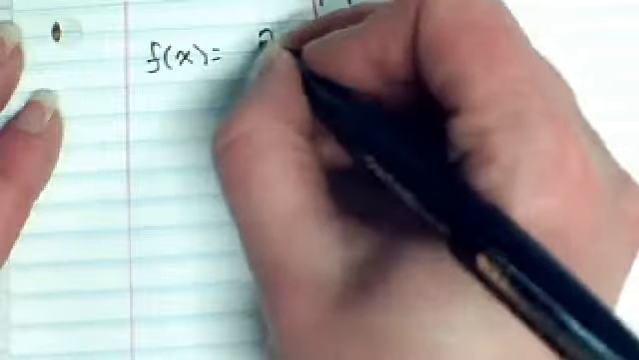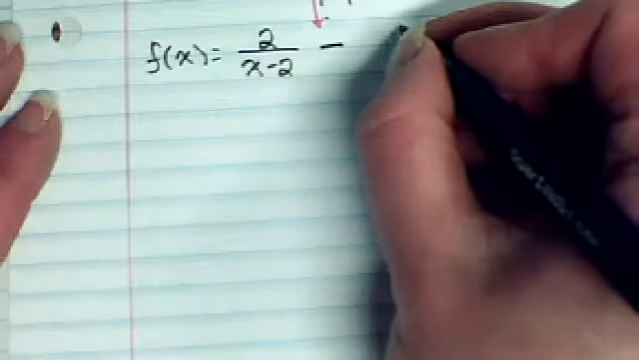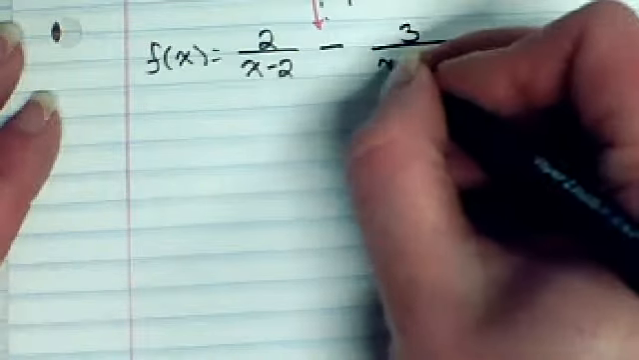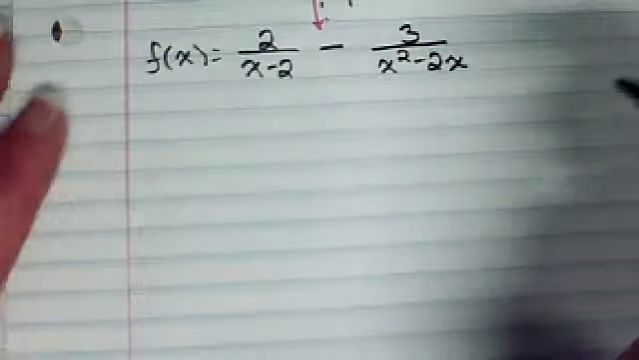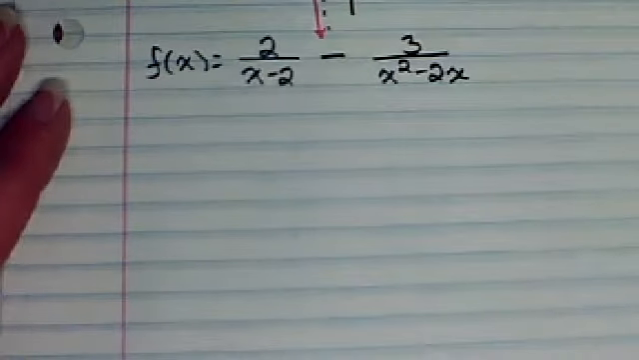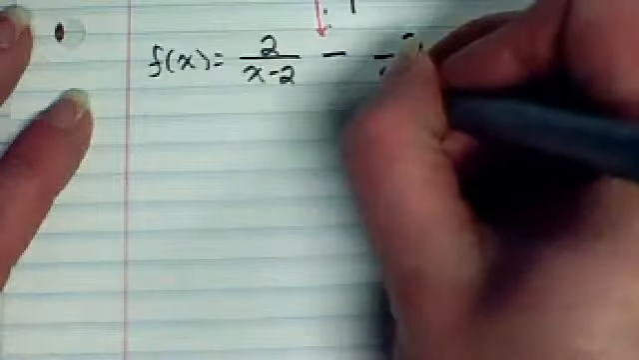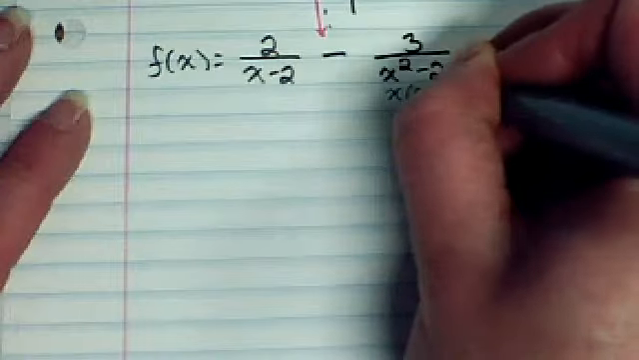Last example. This one will help so much with your embedded assessment. It has f of x equals 2 over x minus 2 minus 3 over x squared minus 2x. So we're actually going to have to subtract before we can analyze this one. So x squared minus 2x, well, that's really x times x minus 2.